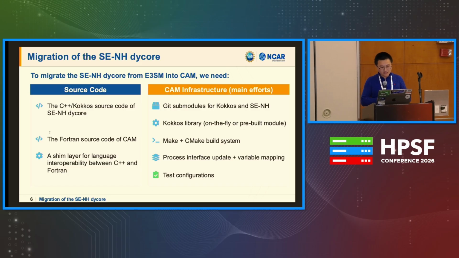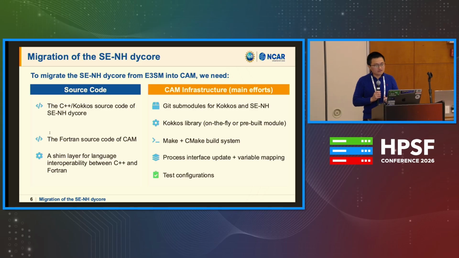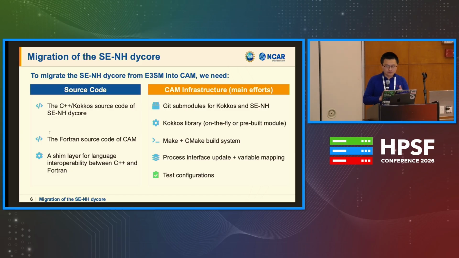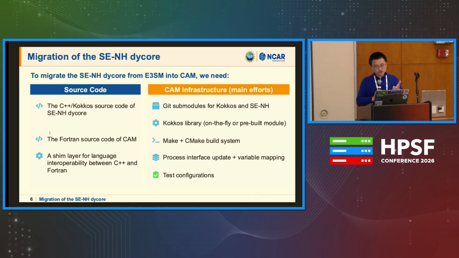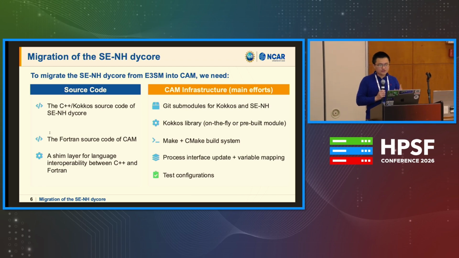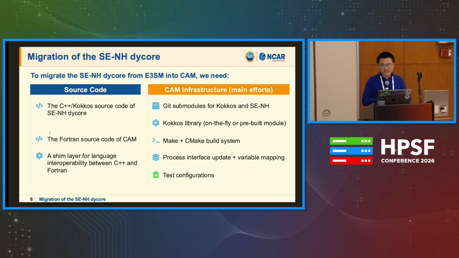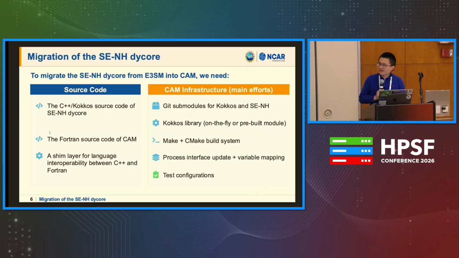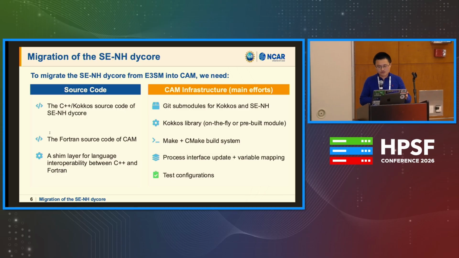And second, in our current CAM code, we don't build a Kokkos library. So we need to decide how we're going to provide it to the users who want to test SE/NH in the CAM infrastructure. There are two ways. We can either compile the library on the fly, or we can pre-build it with some configurations and install it as system modules. At this moment, both options are available in the framework for users to choose based on their preference.